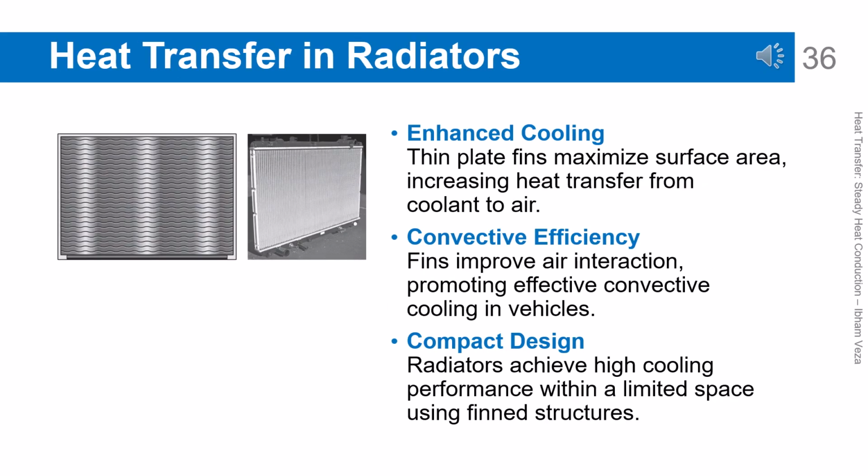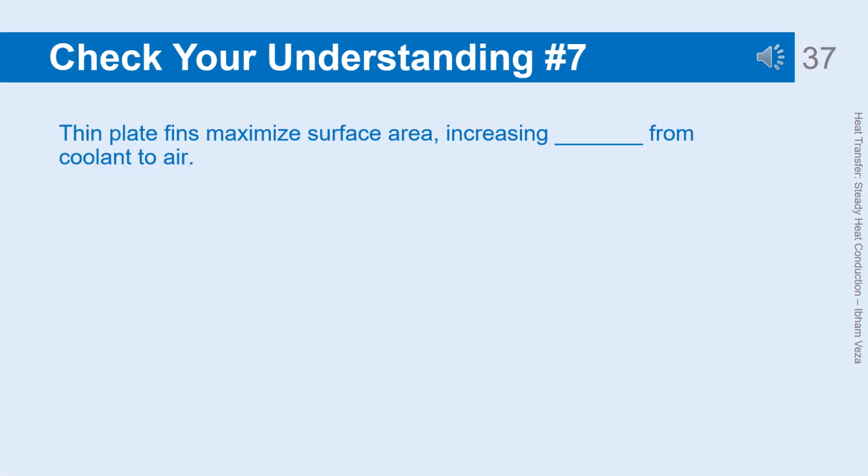Heat transfer in radiators. Radiators use thin fins to increase the heat transfer surface area. With a larger area, heat can be transferred more effectively from the coolant to the air. Interaction with airflow significantly enhances convection. This design allows high cooling performance within limited space. This principle is widely used in vehicles and engine cooling systems. Thin plate fins maximize surface area, increasing heat transfer from coolant to air.